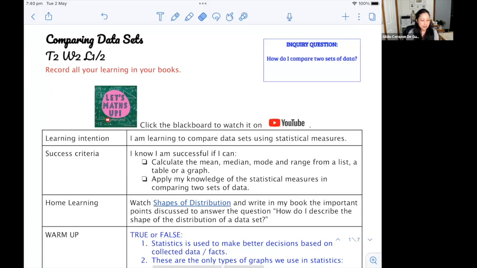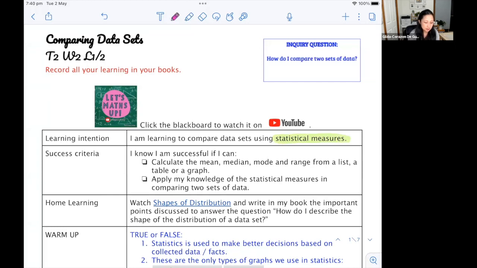Okay, so these were our learning intention and success criteria that we discussed yesterday. I am learning to compare data sets using statistical measures. And we did emphasize the term statistical measures. Those are your measures of center or measures of location, right? But I really just like to use measures of center because it's simple. And then the other one would be measures of spread, okay?